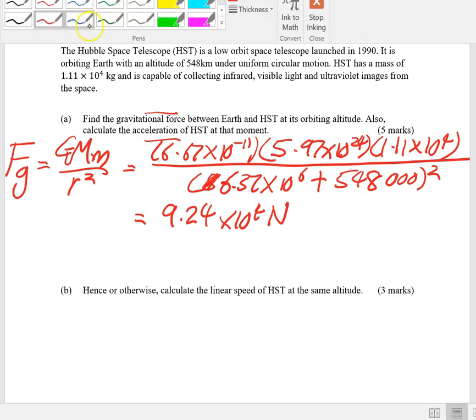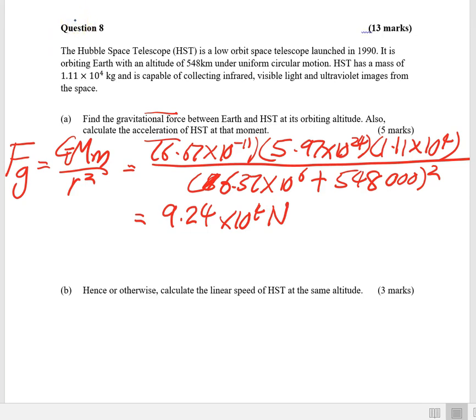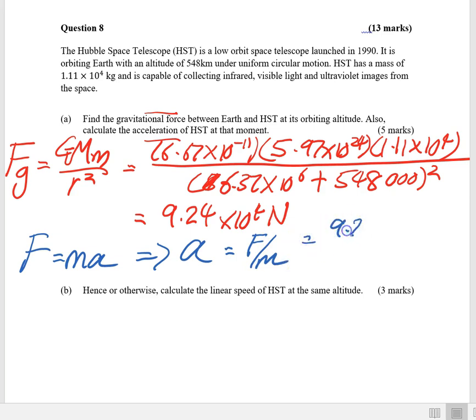Secondly, find the acceleration. Pretty simple. Just use the normal F equals ma, because you already have the force. So a equals F over m, the force acting on HST, 9.24 × 10^4, divided by the mass of HST. The answer for this is 8.32 m/s². So this is the answer for both parts.